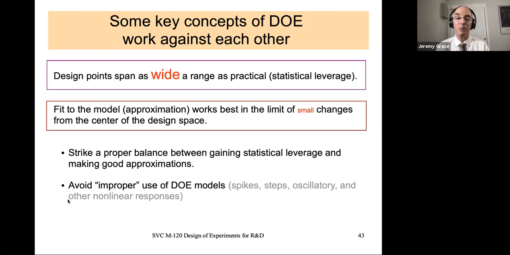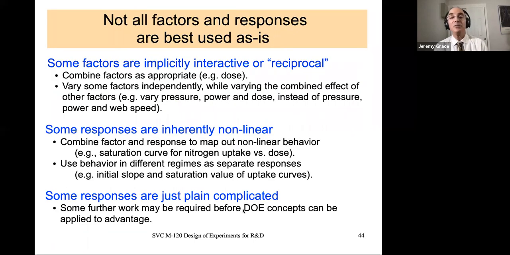Another thing is looking at the responses themselves. You've got to avoid improper use of DOE models for things like saturation responses, spikes, steps, oscillations, and so on. Not all factors and responses are best used as is. Some factors are implicitly interactive or reciprocal. I've presented you with some scenarios where that happens and suggested we combine factors as appropriate, for example, to create this dose factor. And you still will vary some independently, while others you'll vary the combined effect, treating one of those other factors as kind of a surrogate.